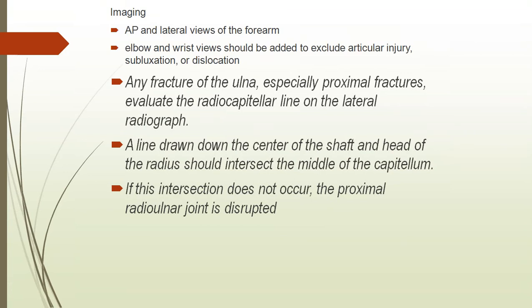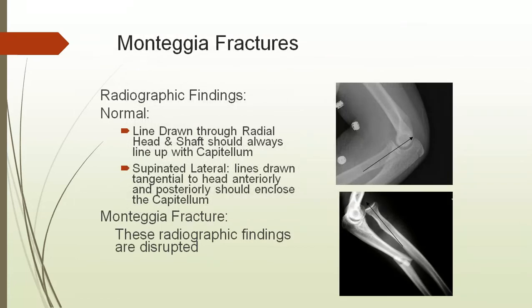So what do you want to check in the X-ray? Any fracture of the ulna, especially a proximal fracture, evaluate the radiocapitellar line on the lateral radiograph. The line drawn along the radius should intersect with the middle of the capitellum. See this one, a line drawn along the shaft of the radius, exactly from the center of the shaft. This should intersect at the center of the capitellum. The capitellum is one of the articular surfaces. So this is the normal X-ray.